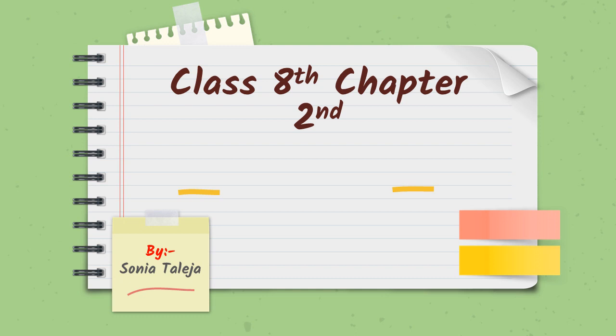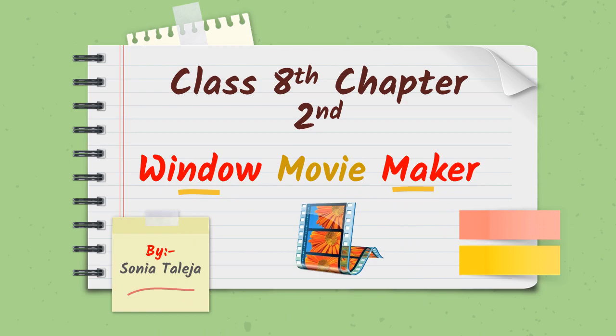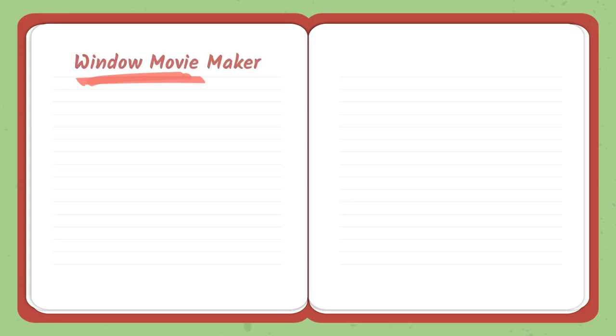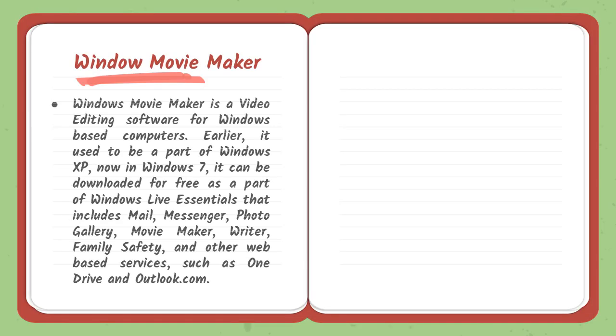So today we are going to start the second chapter of class 8, that is Windows Movie Maker. Now what is Windows Movie Maker? Windows Movie Maker is a video editing software for Windows based computers. Earlier it used to be a part of Windows XP.